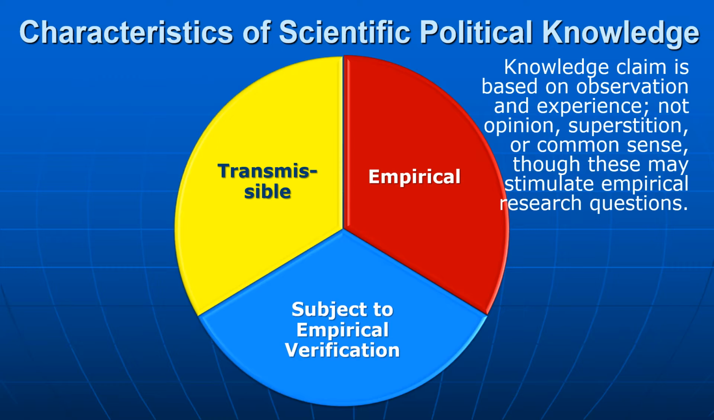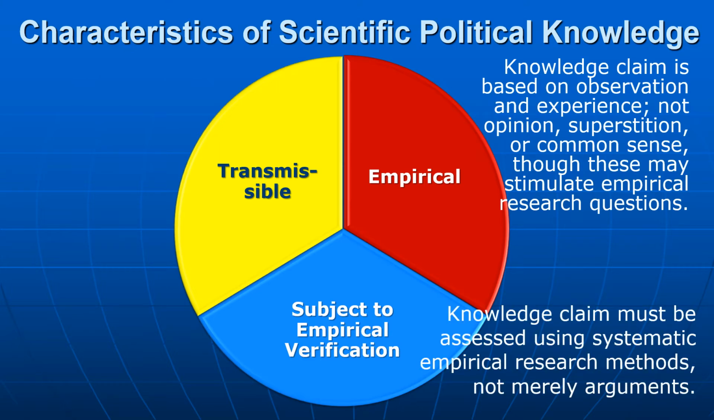But fundamentally, if we're going to have scientific political knowledge, that knowledge itself is built off of observation and experience. When we're making a knowledge claim, we're making that based upon what we see and the information that we can gather, not based merely on what we think might be going on. There is room for speculation, but it's not the same thing. There's a difference between our speculation and the empirical side of our knowledge.